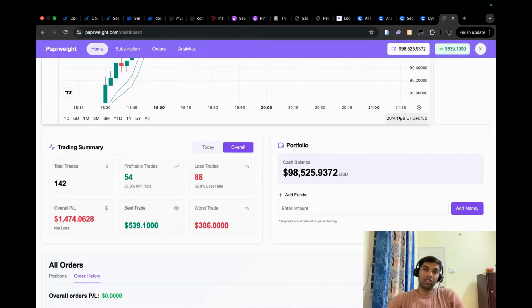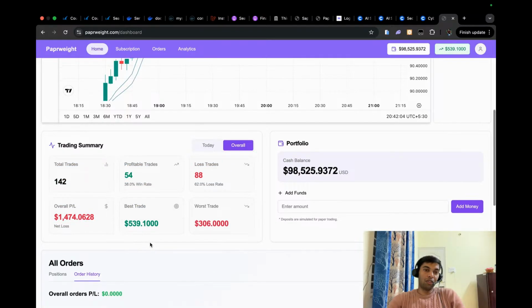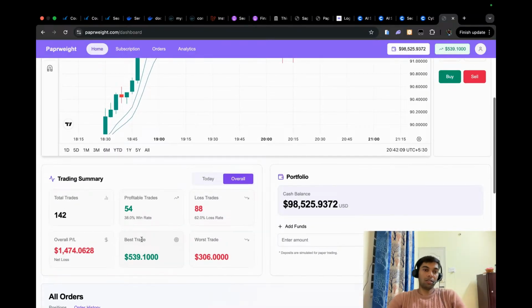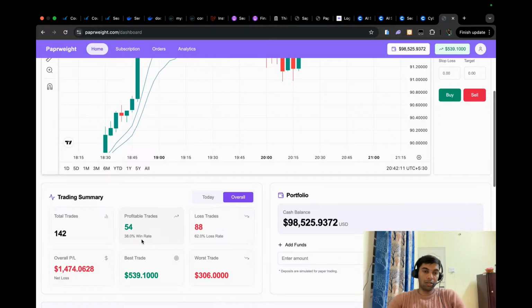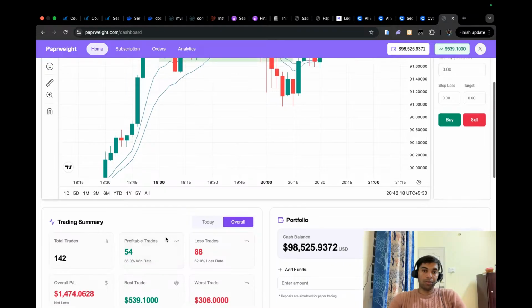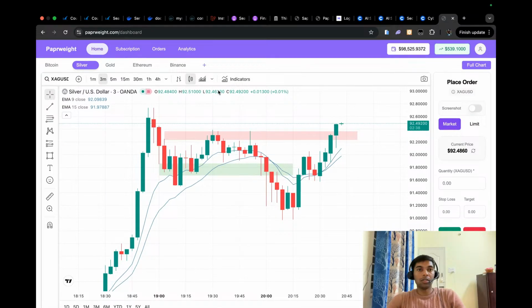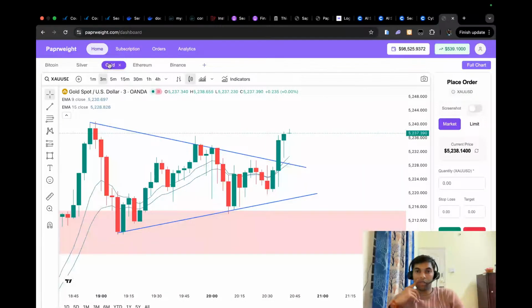Okay, so this past trade is also the best trade of all time. Before this, 514 was the maximum record that we had. It's good that we broke our record. Okay, let's focus on the silver trade and gold as well. So gold just broke out, I think.